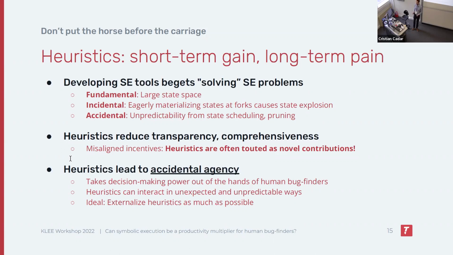And so I think the way to look at heuristics is that the more heuristics you put into a tool, the more that tool internalizes its own agency. Your heuristics are going to interact in funny, unpredictable ways, and so it's going to make your tool unpredictable.